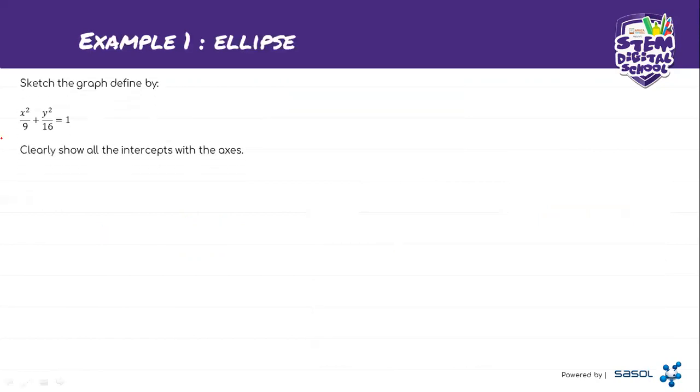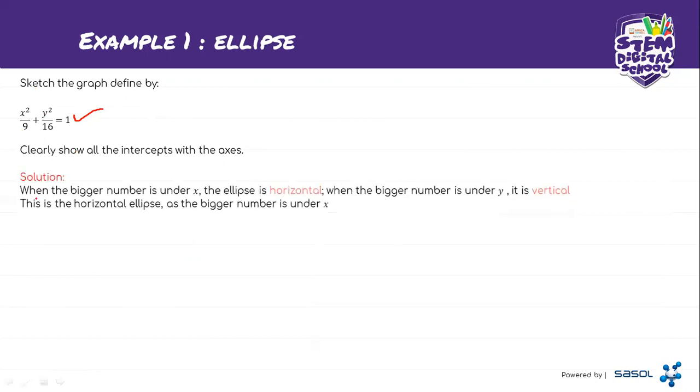The first example. Now it says sketch the graph defined by this one. Now, how are we going to sketch the graph? Let's see the solution first. It says when the bigger number is under x, the ellipse is horizontal. When the bigger number is under y, it is vertical. This ellipse is horizontal as the bigger number is this.